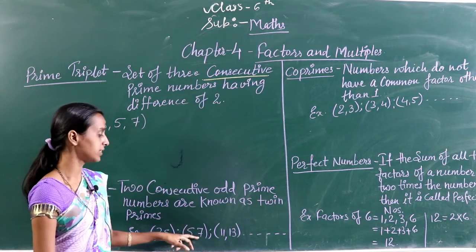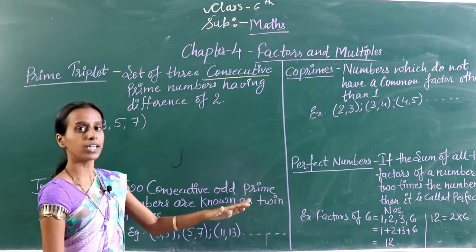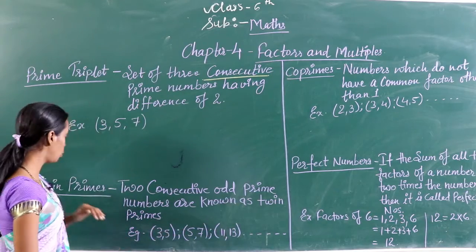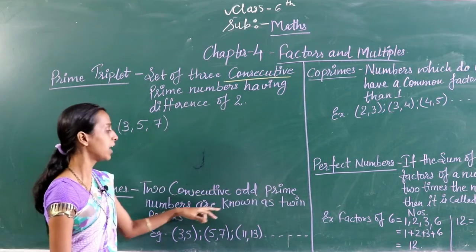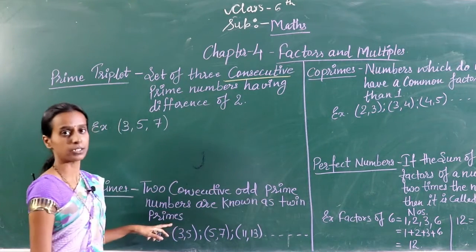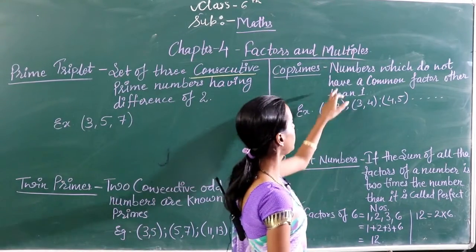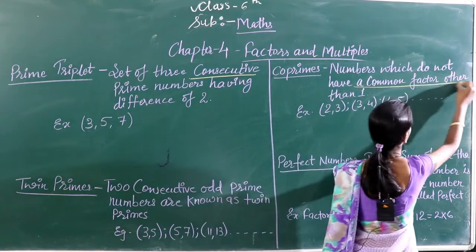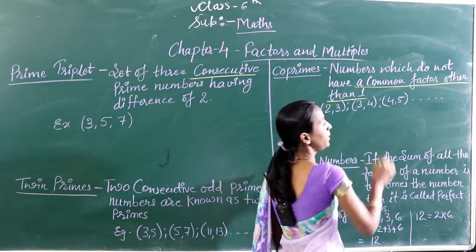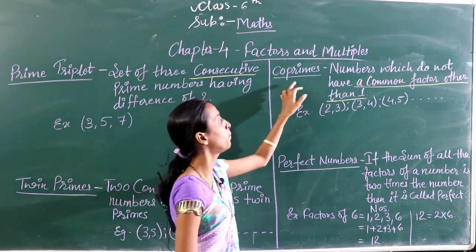Okay, 5 and 7, 11 and 13. So in this way we can say that these are the twin primes. So two consecutive odd prime numbers are known as twin primes. Okay, next is co-primes. Numbers which do not have a common factor other than 1. Other than 1, there should not be any common factor, then that number is called co-prime number.